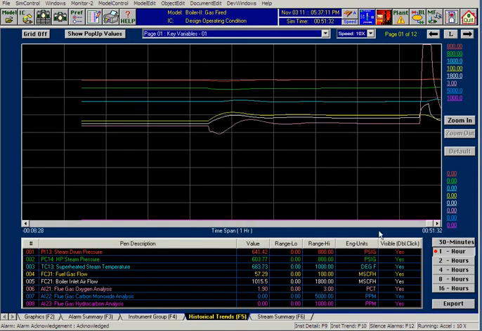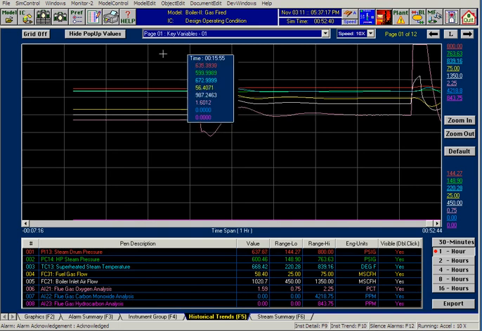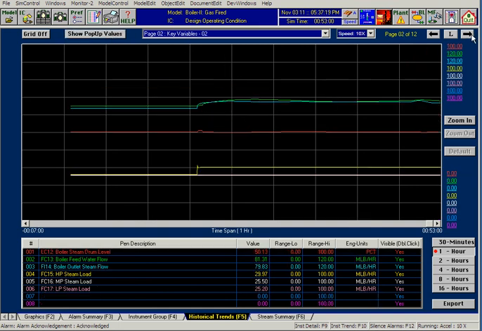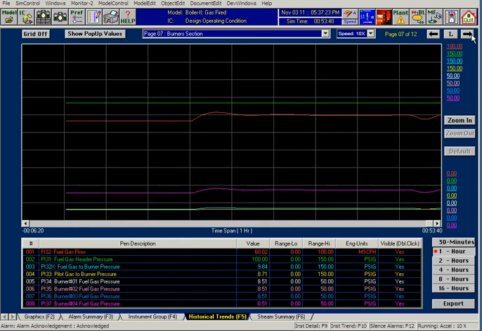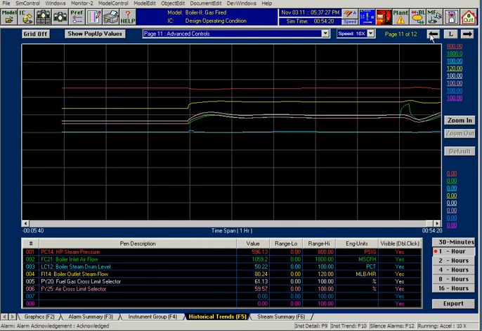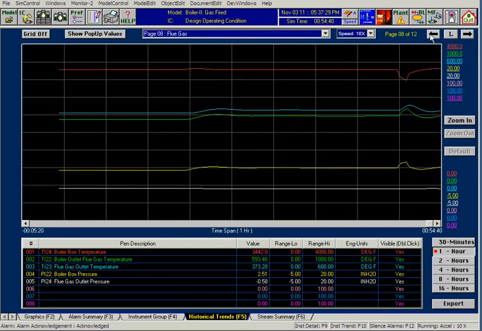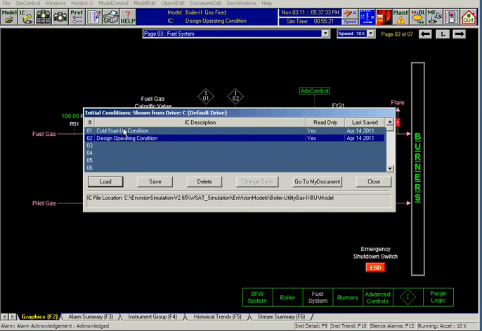We have historical trends. So we can zoom, pan. We can look at values. And then all the key variables are trended. So actually pretty much we are trending every single variable up to 16 hours, and that's more than sufficient. And you can see how the graphics are very quick. We have different initial conditions.